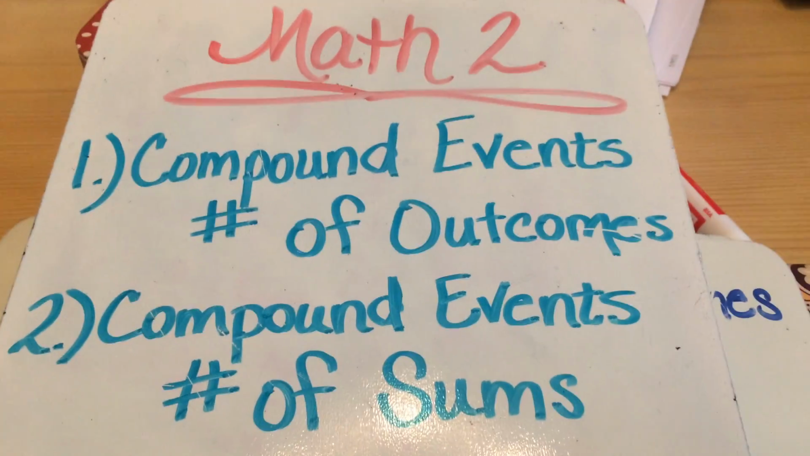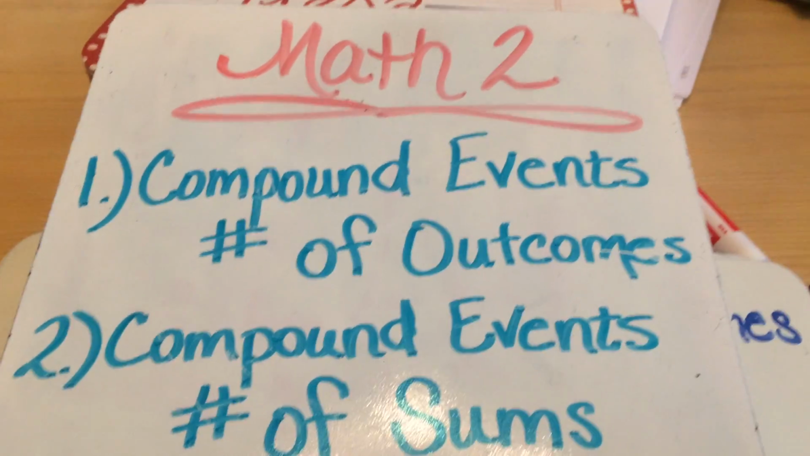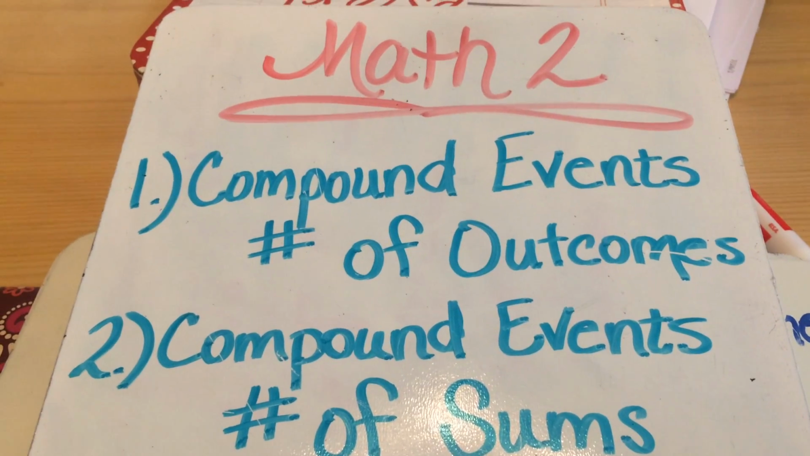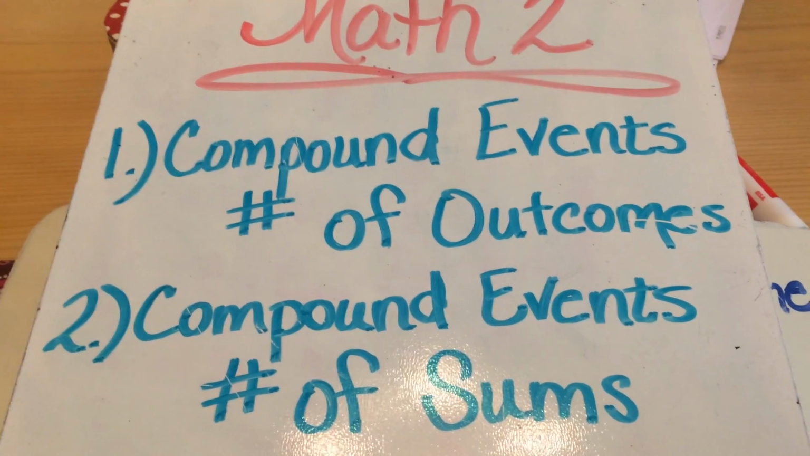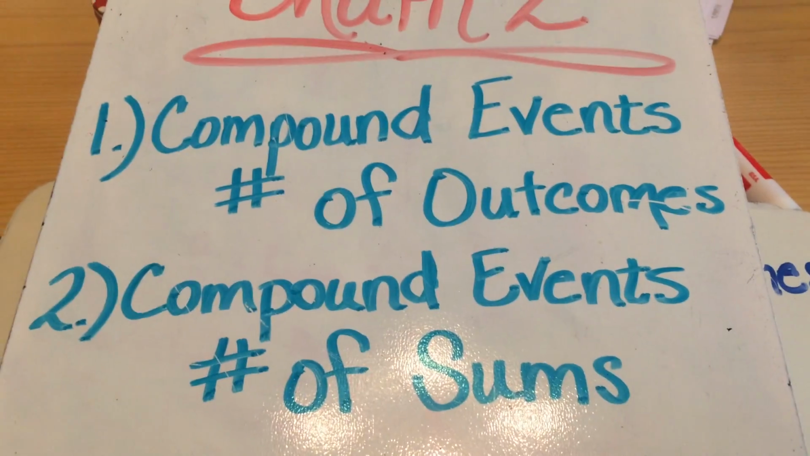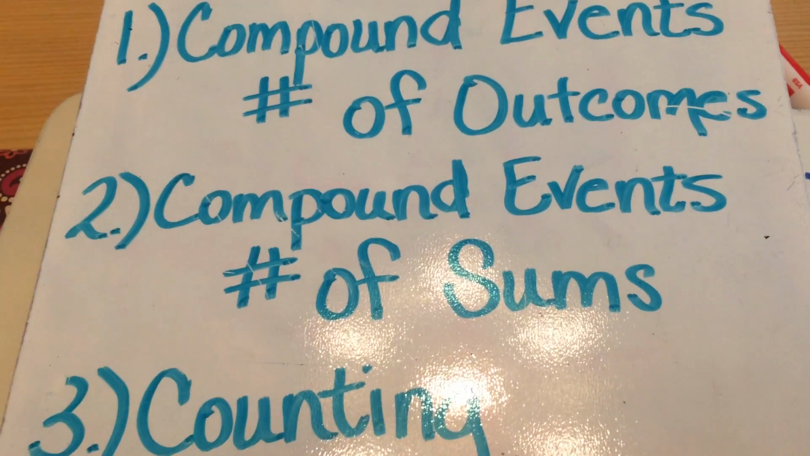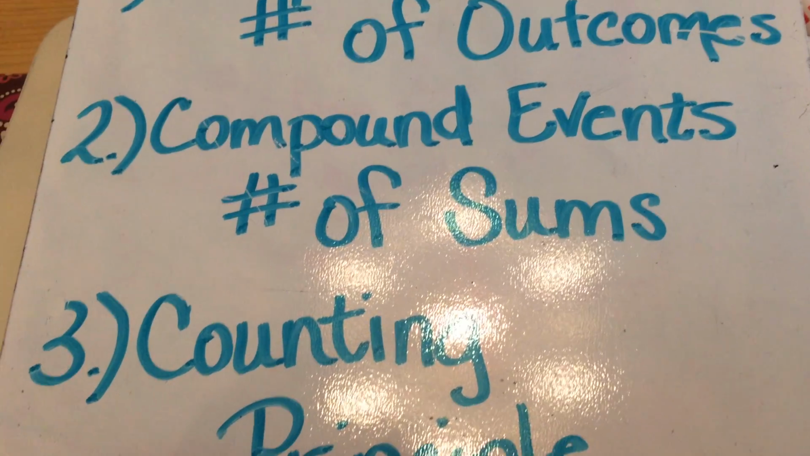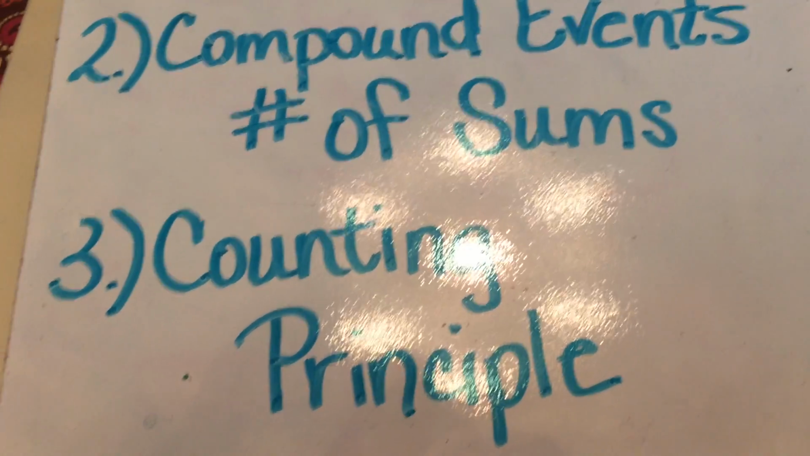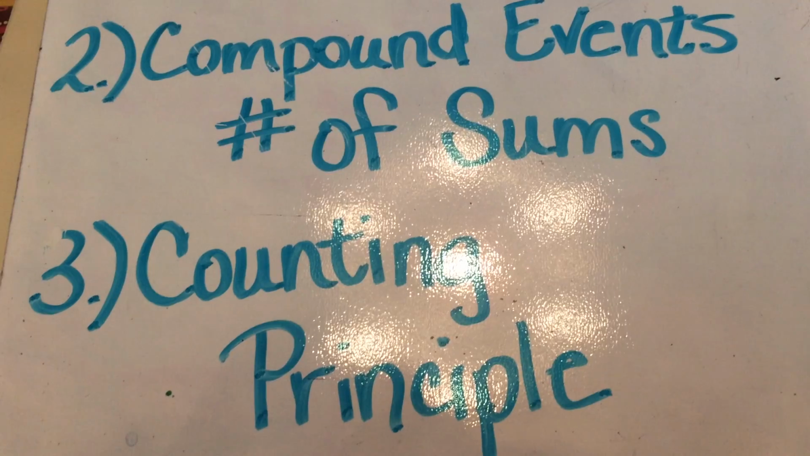Hi guys, it's Miss Cardwell, and today in Math 2 we're going to talk about several things. One, we're going to talk about compound events and the number of outcomes. And two, we will talk about compound events and the number of sums. And three, we're going to be counting principle.